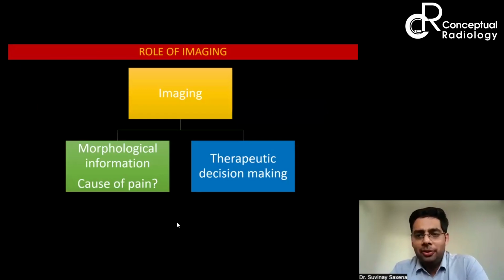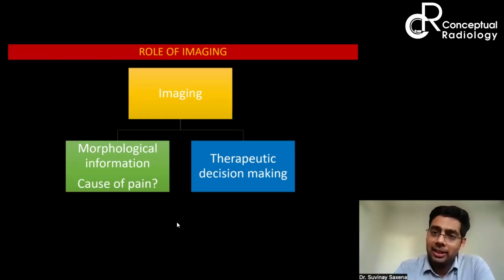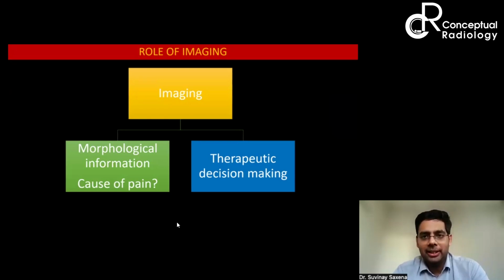So what is the role of imaging? हम इतना सारा imaging करते हैं, क्या है role उसका? We need to identify the cause of pain, the morphological information, pain triggers क्या हैं? Secondly, assist in therapeutic decision making.